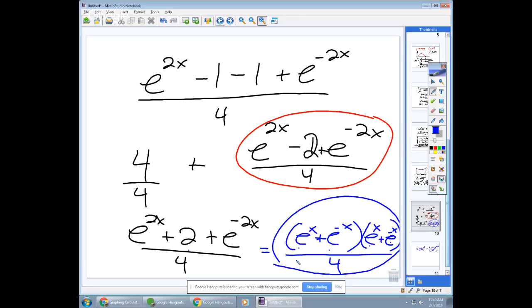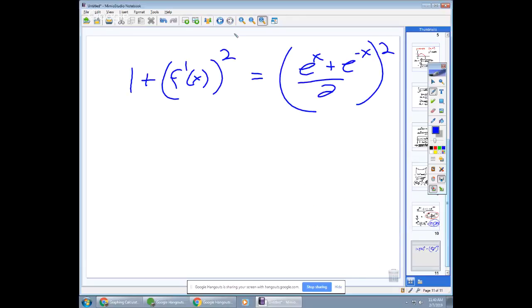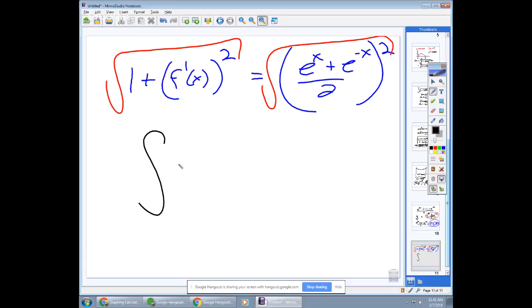Yep, that's it. And the cool thing about that is that the next thing in line is to take the square root. It's a perfect square, and the square root of a square cancels. So now my integrand is just e to the x plus e to the negative x over 2 dx.